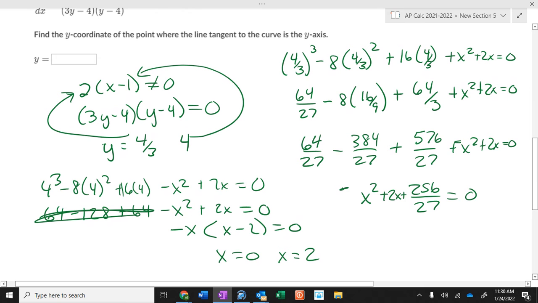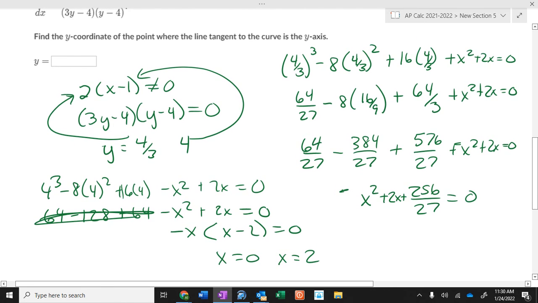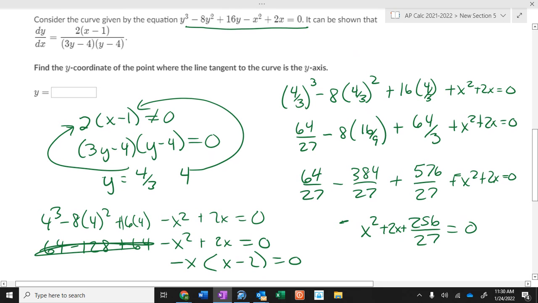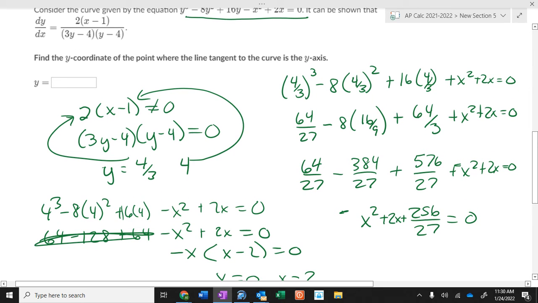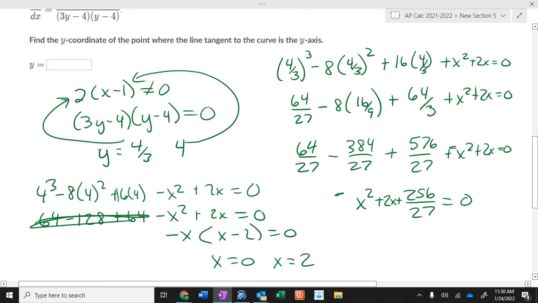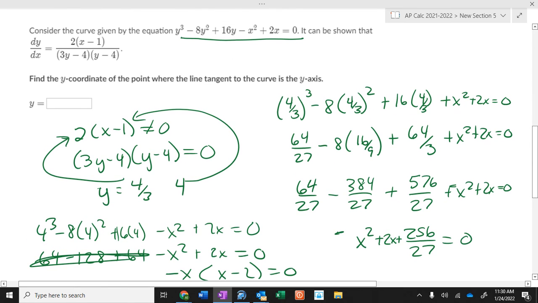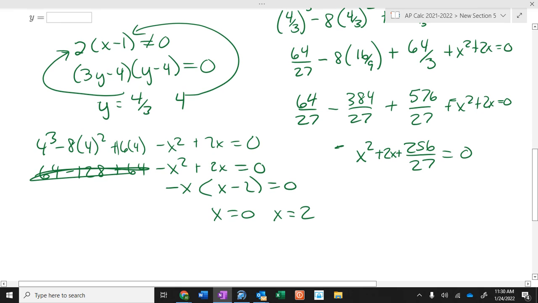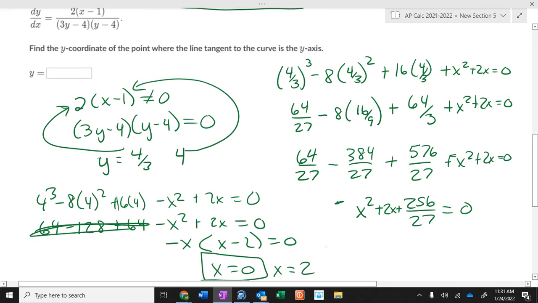Well, if x is 0 or if x is 2, if we put that into there. Okay, I'm missing something here. Because if x is 1, then that makes it 0. Find the y-coordinate of the point where the tangent line, the line tangent to the curve, is the y-axis. Oh, x has to be 0, because the y-axis is at 0. So x has to be 0.